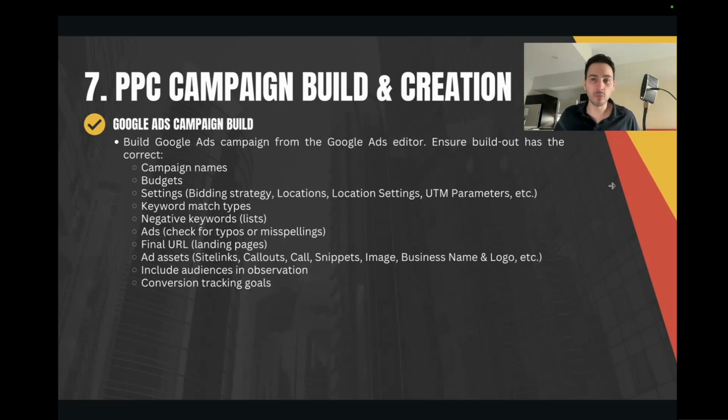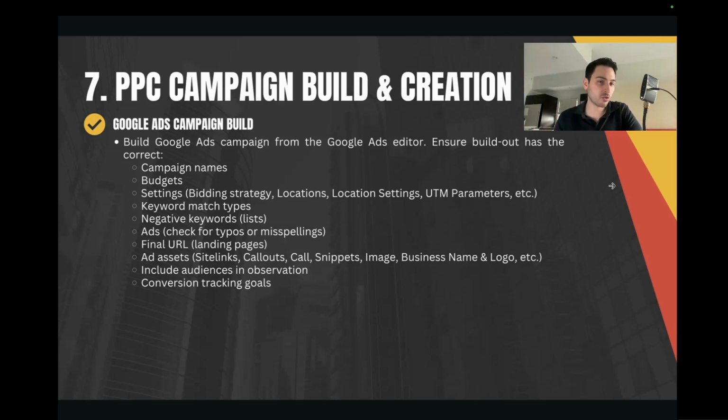Next is going to be campaign build. So whether you're just jumping straight to this task or you're doing the campaign build first, these are the steps that we're going to follow. Once everything else is completed, we're going to go ahead and start building the Google Ads campaign in the editor. So we can do the copy paste that I mentioned earlier from the spreadsheet into the Google Ads editor. We want to make sure that the build out has all the following and that everything is correct.